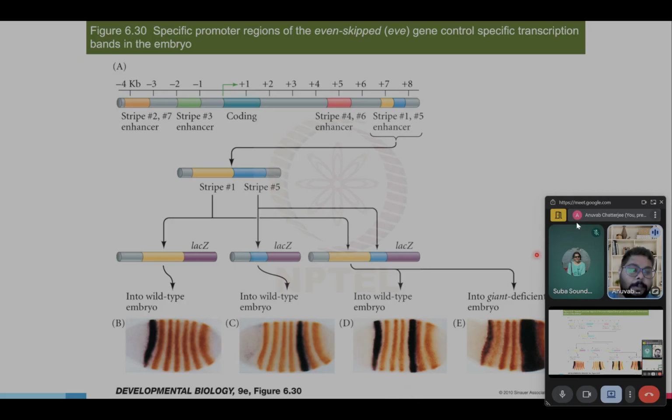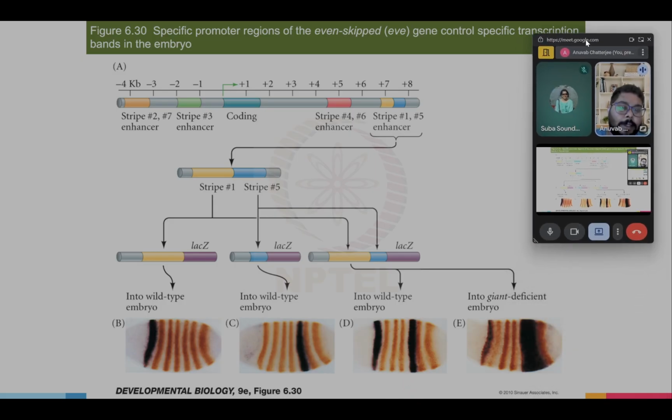Now, interestingly, as you remember, I said whenever one of the gap genes is not there, the other gap gene which it opposed will fill up the entire region. Similarly, if in a giant deficient embryo you see that the expression, yes, Subha?